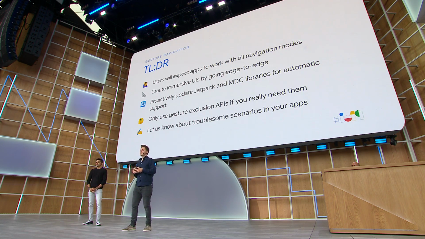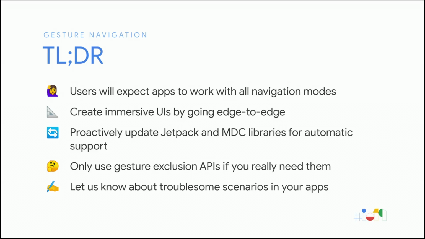So as a quick TLDR, users will expect apps to work on all navigation modes, so please support it. Try and create immersive UIs, because it's giving your apps more real estate to display in. Proactively update the Jetpack and MDC libraries, because we are going to add more support as time goes. And only use the gesture exclusion APIs if you really need them. They're really meant as an escape hatch for your apps. And finally, let us know about troublesome scenarios via the issue tracker we just spoke about.